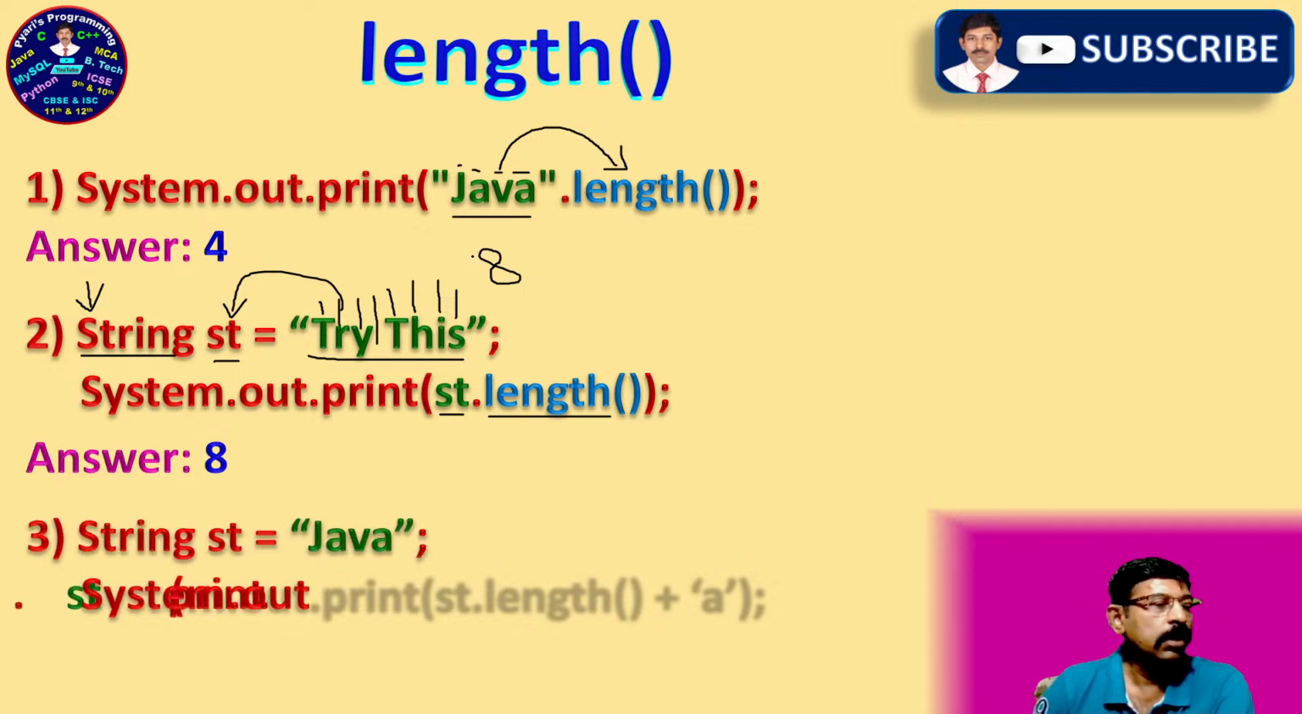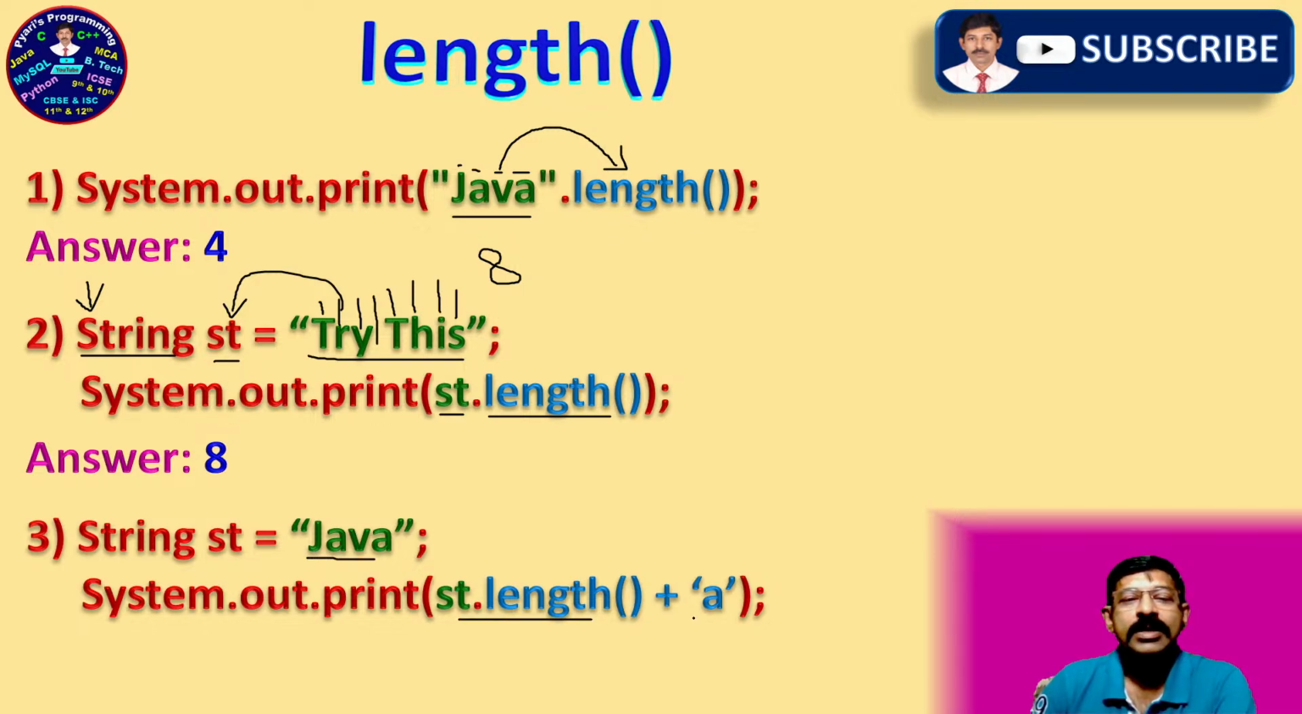Okay, next question. Vincent. Okay. String st = "Java"; st.length() + 'a'. Is it going to generate error? Because this side I am having integer and this side I am having character constant. So is it possible to add? If yes, how? If no, why? Acha, okay. Got it.